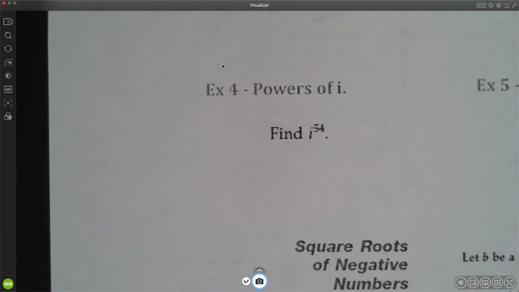Now, i to the 54th power. They will do, I think, I've seen this before on like the ACT. Like i to some huge power, and you're like, how the heck do you do that? What? You've never seen them? I know they have i's for sure on the ACT. It was online. Okay, now how do you reduce i to the 54th power?